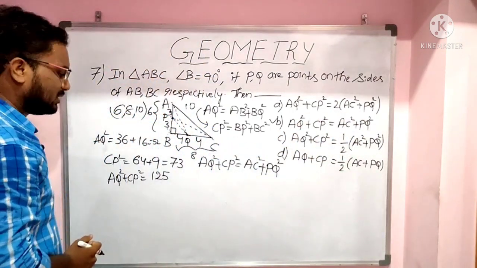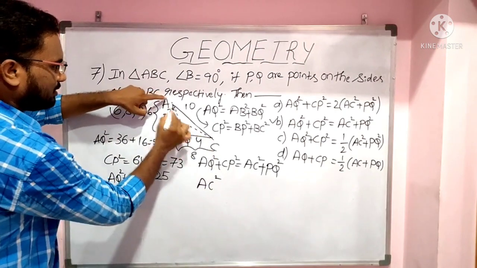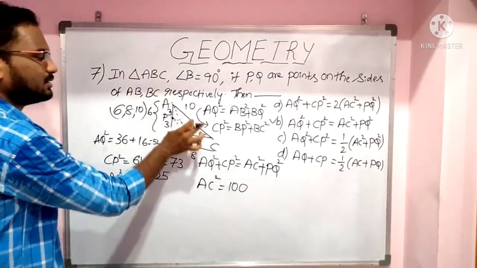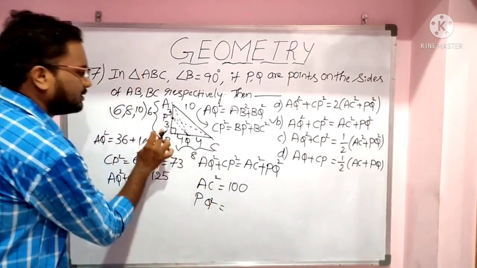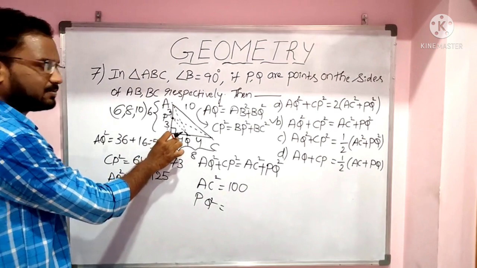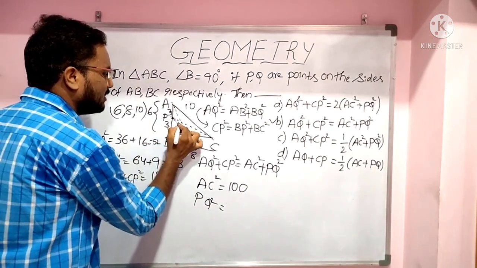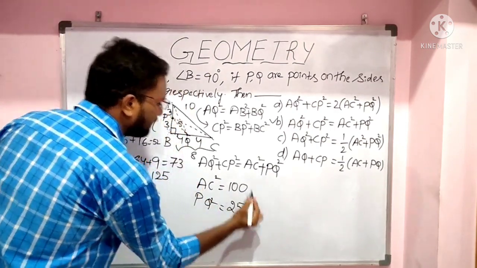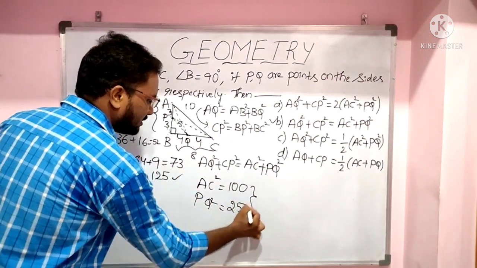AC square and PQ square values we need to find. AC square means this side is 100. AC square is 100, and PQ square: this is 3 and this is 4. By Pythagoras, root over 3 square plus 4 square, this value is 5. So PQ square value is 25. Sum of these two is 125.